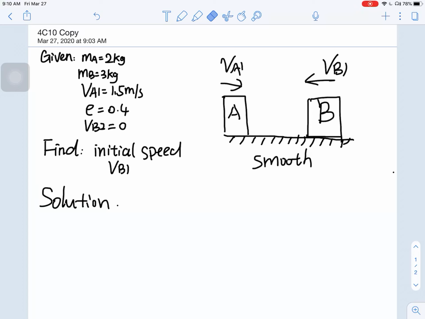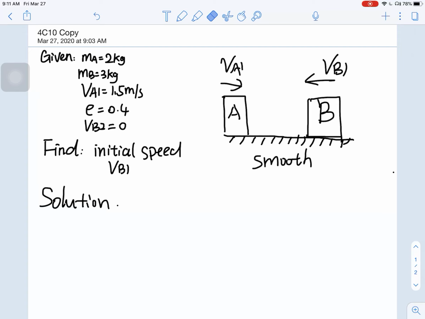Right. In this example, we're given blocks A and B. They have masses of MA and MB and are initially moving to the right and left, respectively, on a smooth horizontal surface with speeds of VA1 and VB1. At some instant in time, A strikes B, and the coefficient of restitution of this impact is e. As a result of the impact, block B becomes stationary. So we need to determine the initial speed VB1 of block B.